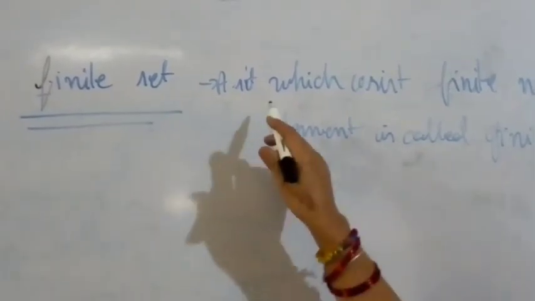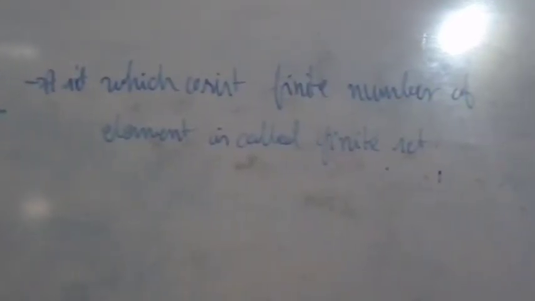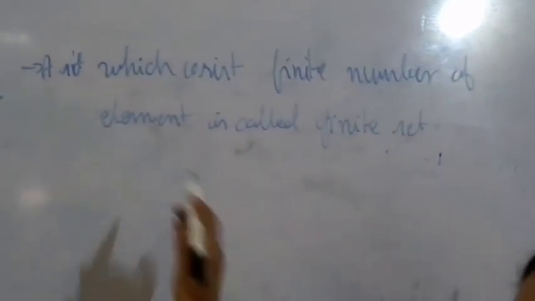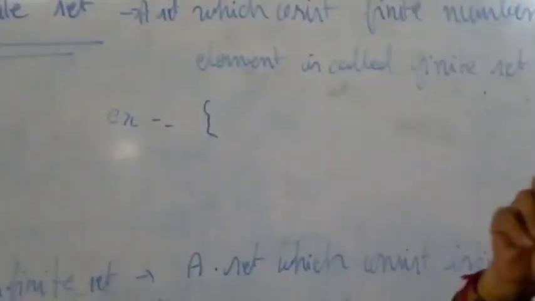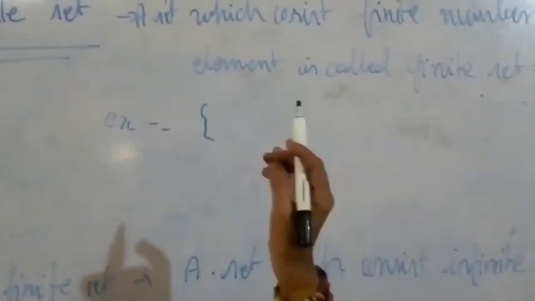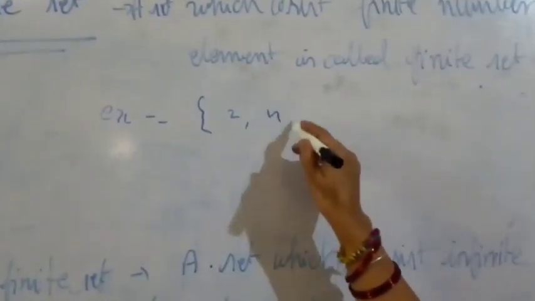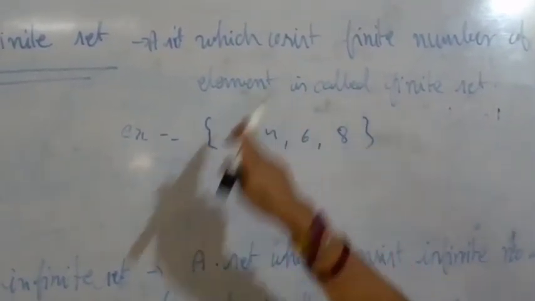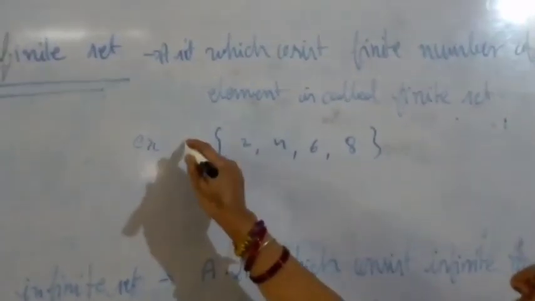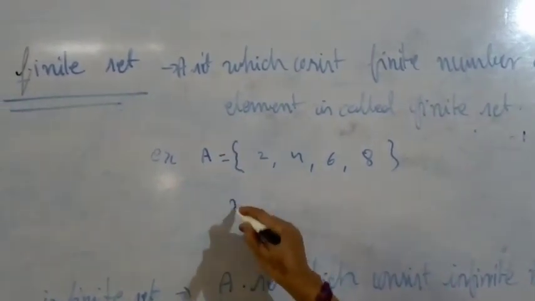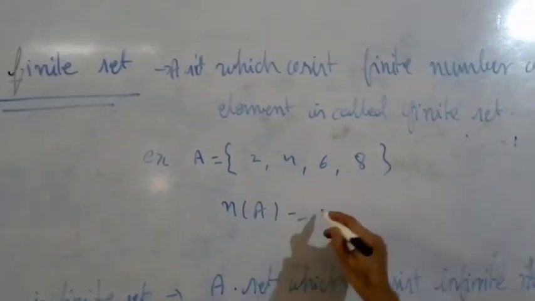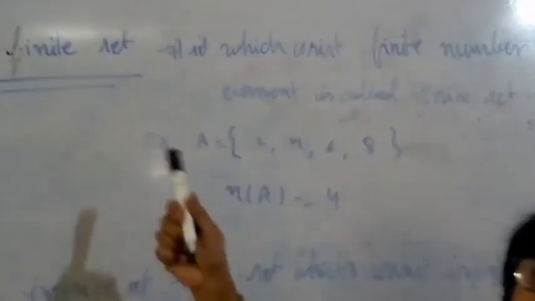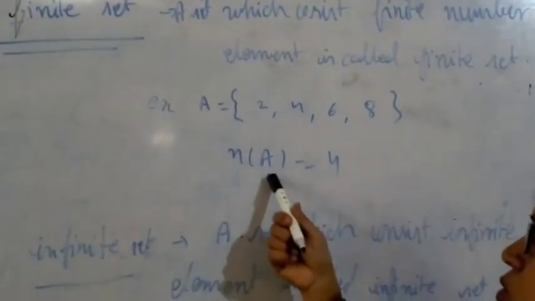Finite set. A set which consists of a finite number of elements is called a finite set. For example, if we can count the elements, like 2, 4, 6, 8, here are 1, 2, 3, 4 elements. This is called a finite set. And how will we represent this? Suppose n(A) = 4. This is called a finite set.